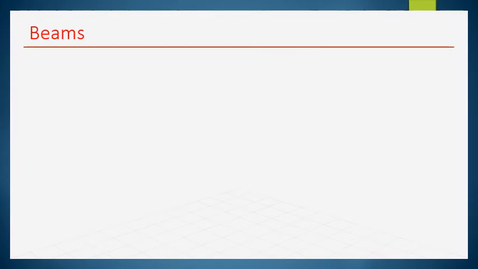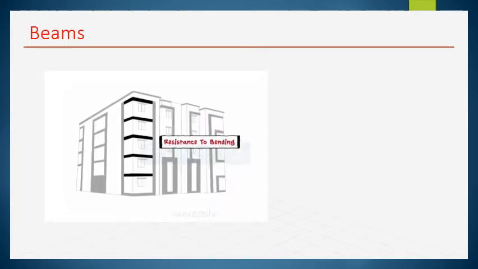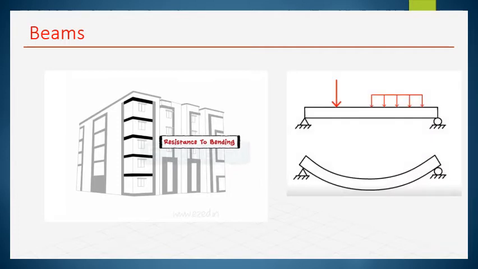So what are beams? Beams are structural members whose length is considerably greater than the cross-sectional dimensions. They are subjected to many types of forces: vertical, lateral, couple, etc. The supports of the beams resist the bending due to these loads. Okay, this is the beam.